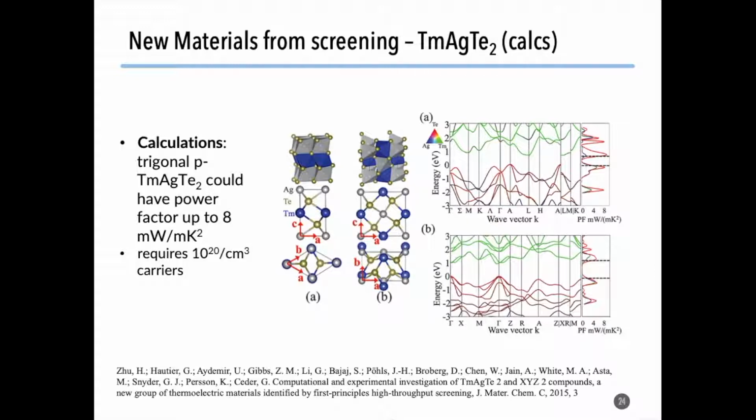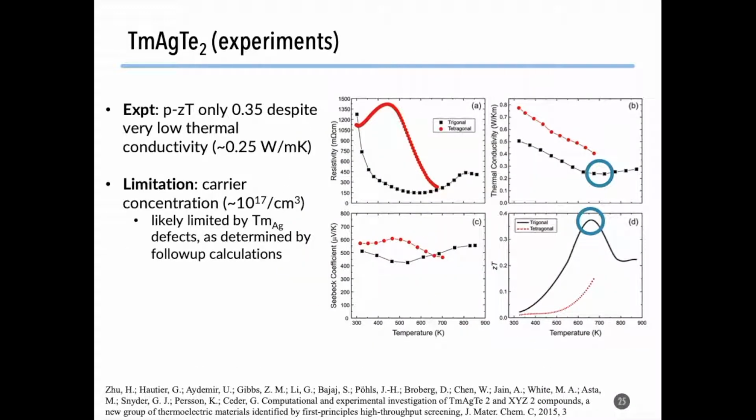Okay, so we found that this could have a really high power factor, about 8 milliwatts per meter Kelvin squared, if you could get about 10 to the 20th per centimeter cubed charge carriers and dope this material really well. So we did some experiments on this based on the computational studies. We got a ZT of about 0.35, so that's not great. Remember, we're aiming for 1. And we got really low thermal conductivity of about 0.25 watts per meter Kelvin. This is really, really low for a solid state bulk material.